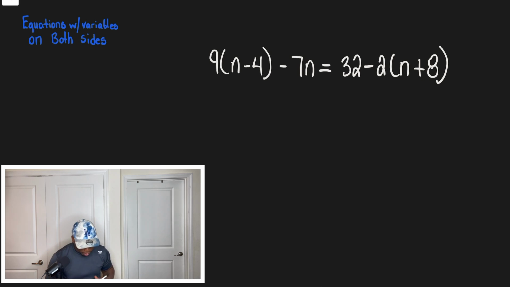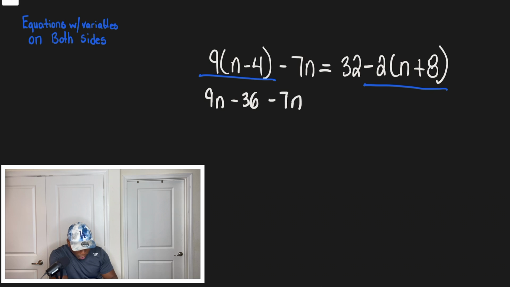So let's get started. In the first step, guys, what we need to do is check for distribution, right? Check to see if we have to distribute. If we look at this problem, there's two places where we need to distribute, and I'm underlining it right for us. So the first one, we're going to multiply 9 times n and 9 times -4. Once we do that, guys, we're going to get 9n minus 36. And then the -7n, remember, it's not in the parentheses, so we do not need to multiply 9 and -7n.